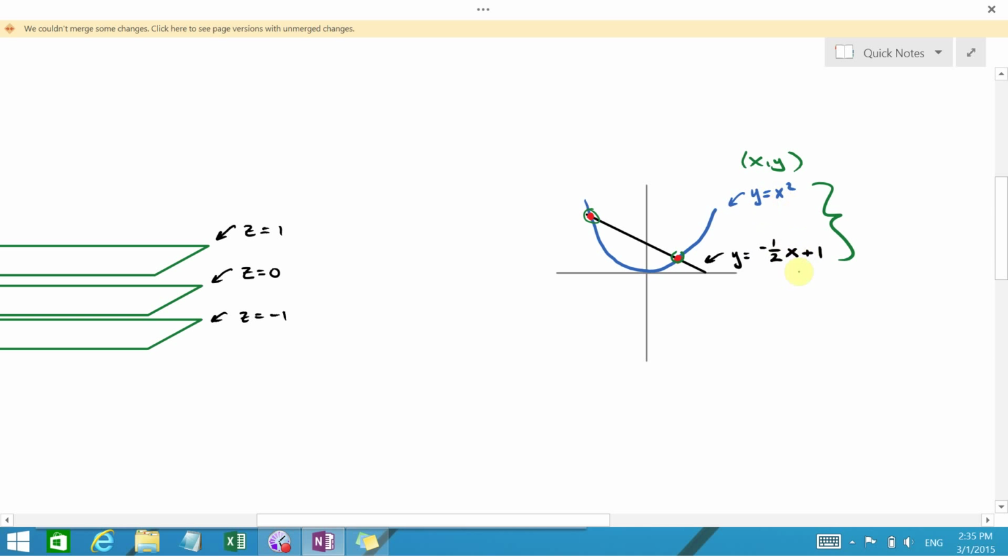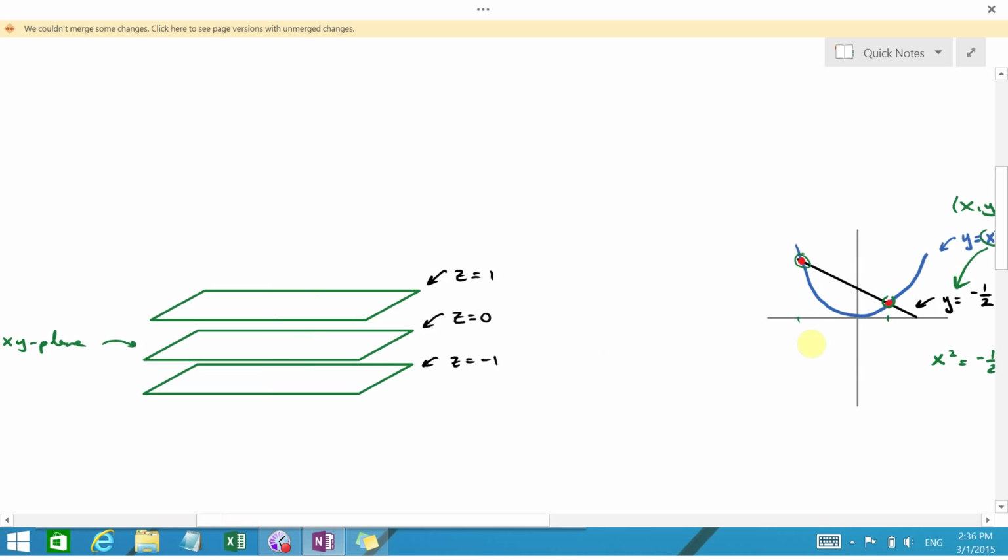And if y is equal to x squared and it's equal to negative 1/2 x plus 1, well, you can just equate them. You kind of plug one equation in for y in the other equation. And then you can solve for the x's, and then you can go back and solve for the y's by plugging back in. So in other words, to find geometric intersections of graphs, you just simultaneously solve the equations.